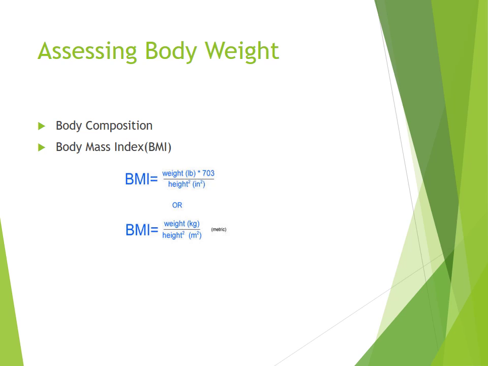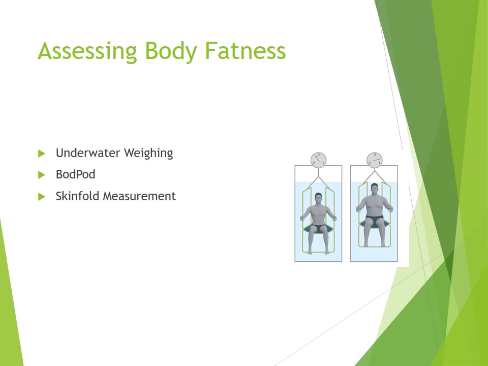Body mass index is body weight divided by the square of height, expressed in units of kilograms over meters squared. This has become the accepted method of assessing body weight for height. Underwater weighing is a technique for measuring the mass per unit of volume of a living person's body. BOD POD is a highly accurate assessment system based on ADP technology. Skinfold testing is a method that determines a client's body fat percentage.